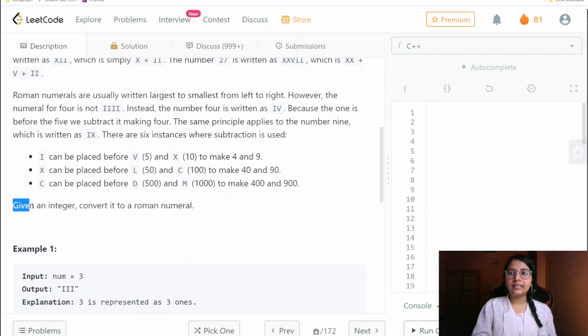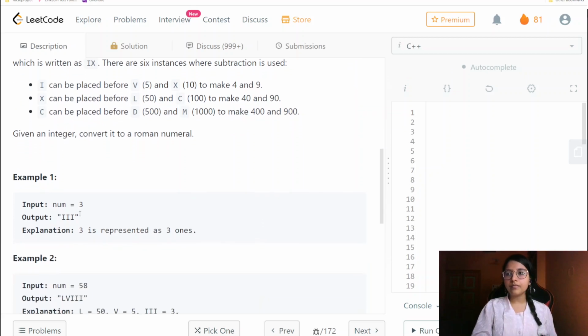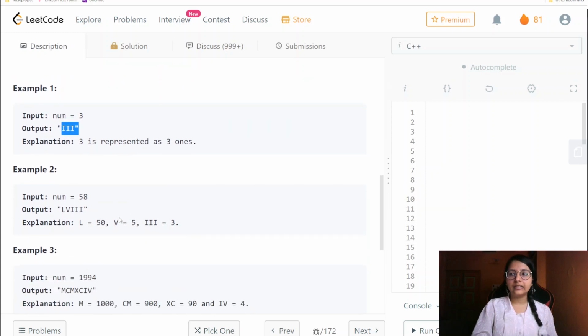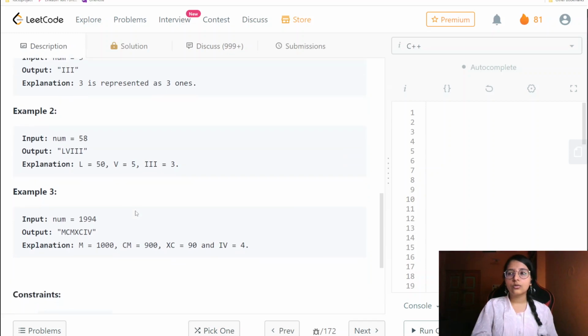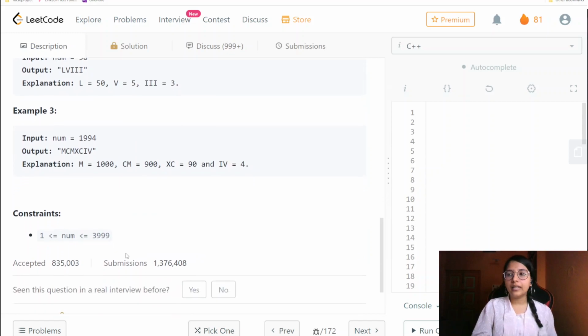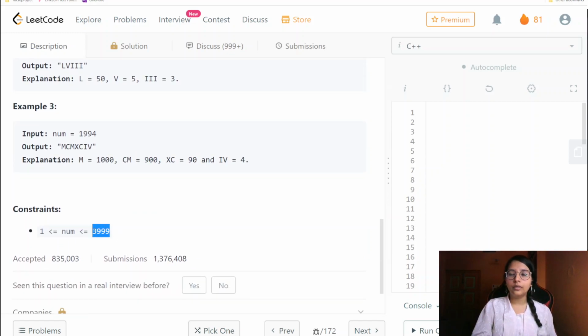So our main part is: given an integer, convert it into a Roman numeral. Here 3 is given to us, so we will directly write this. 58 is given to us, so this is 50, and then this is the 8 which is given to us. All these things are like this, and we will be given integers at max up to 3999.